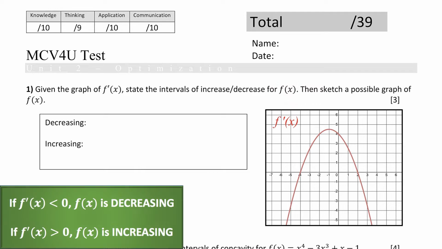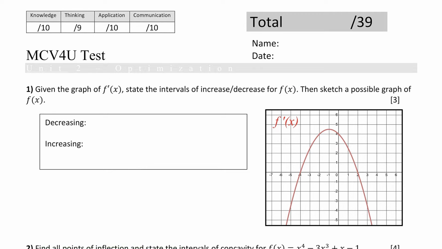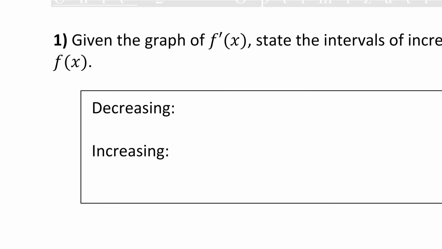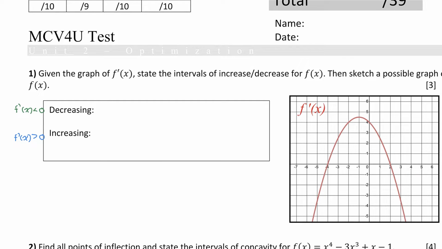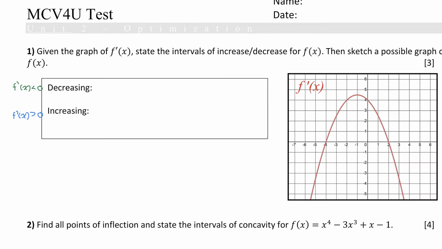Well, I know f of x would be decreasing if f prime of x is negative. So I'll make a note of that here. It'll be decreasing if f prime of x is less than 0. And f of x would be increasing if f prime of x was greater than 0. So now that I know what I'm looking for, let's go to the graph and find when the derivative is negative, when it is positive.